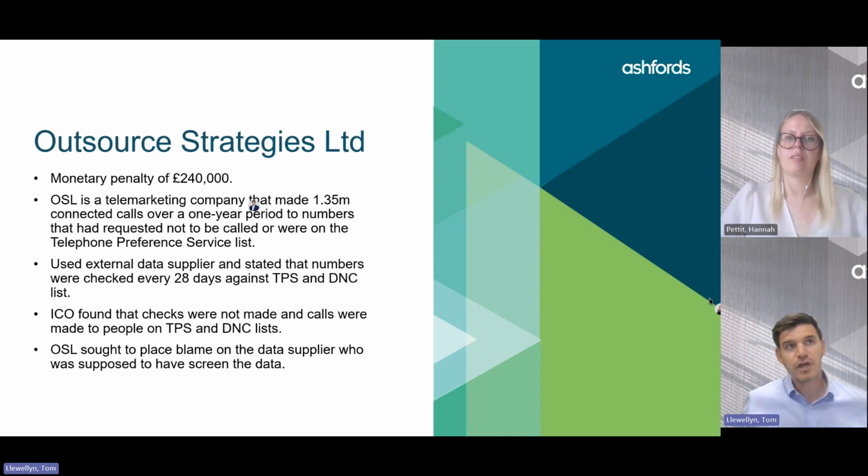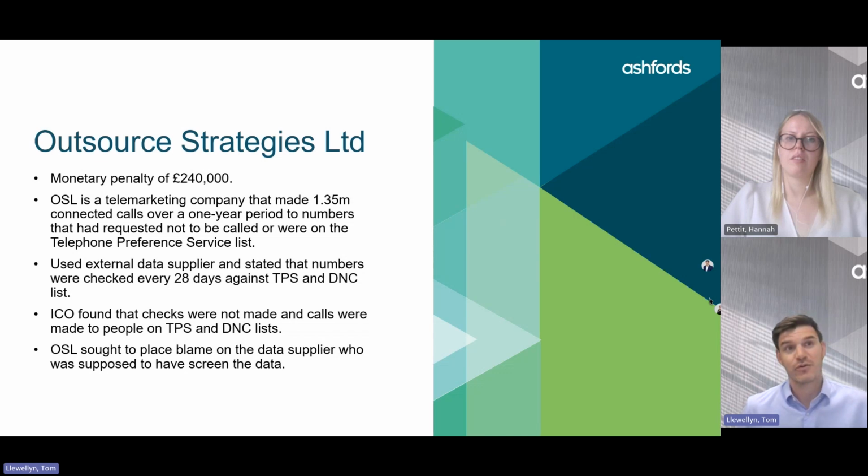So OSL is a telemarketing company. It made 1.35 million connected calls over a 1-year period to numbers that had requested not to be called or were on the telephone preference service list. It used an external data supplier and stated that numbers were checked every 28 days against TPS and its do not call or DNC list.